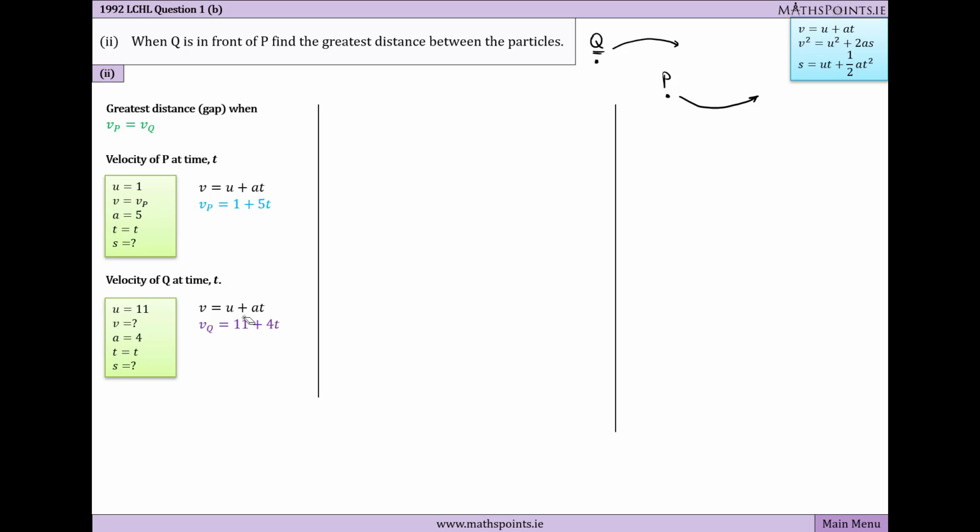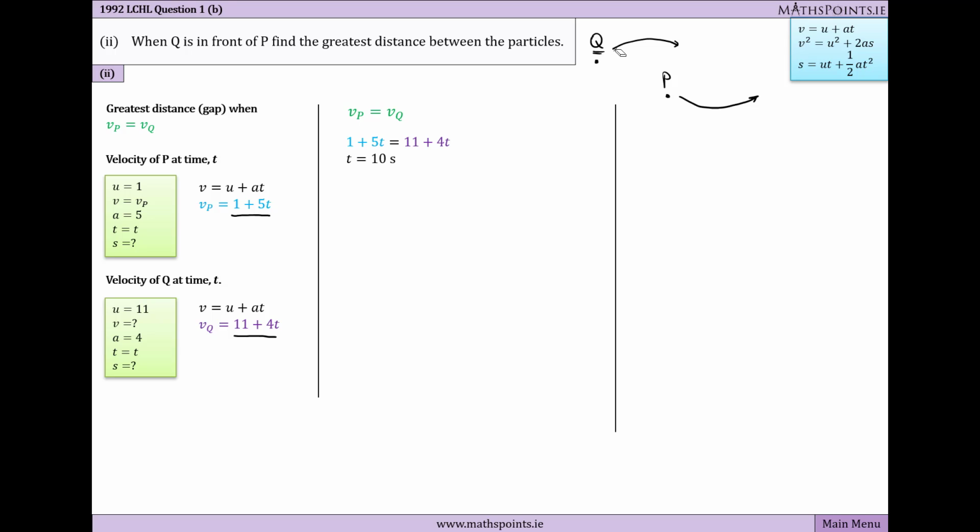So when will the speeds be exactly the same? If we let these formulas for velocities equal each other, so 1 + 5t is equal to 11 + 4t, we subtract the 4t from both sides and subtract the 1 from both sides, we get that 5t - 4t is equal to 11 - 1, t is equal to 10. So the greatest gap occurs after 10 seconds.